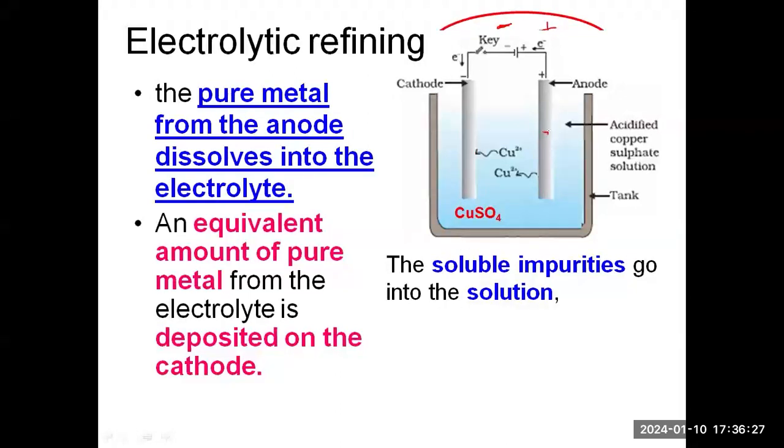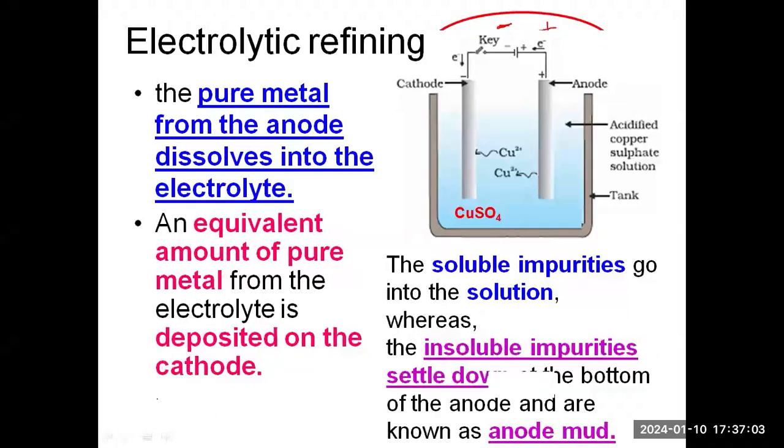So a time comes when the anode completely disappears because all the copper has come into the solution, the circuit breaks and the process stops. But while this is happening, the impurities which were on the anode just fall and gather just below the anode. This is called anode mud. The impurities which settle down below the anode are called anode mud. So you can see these impurities.